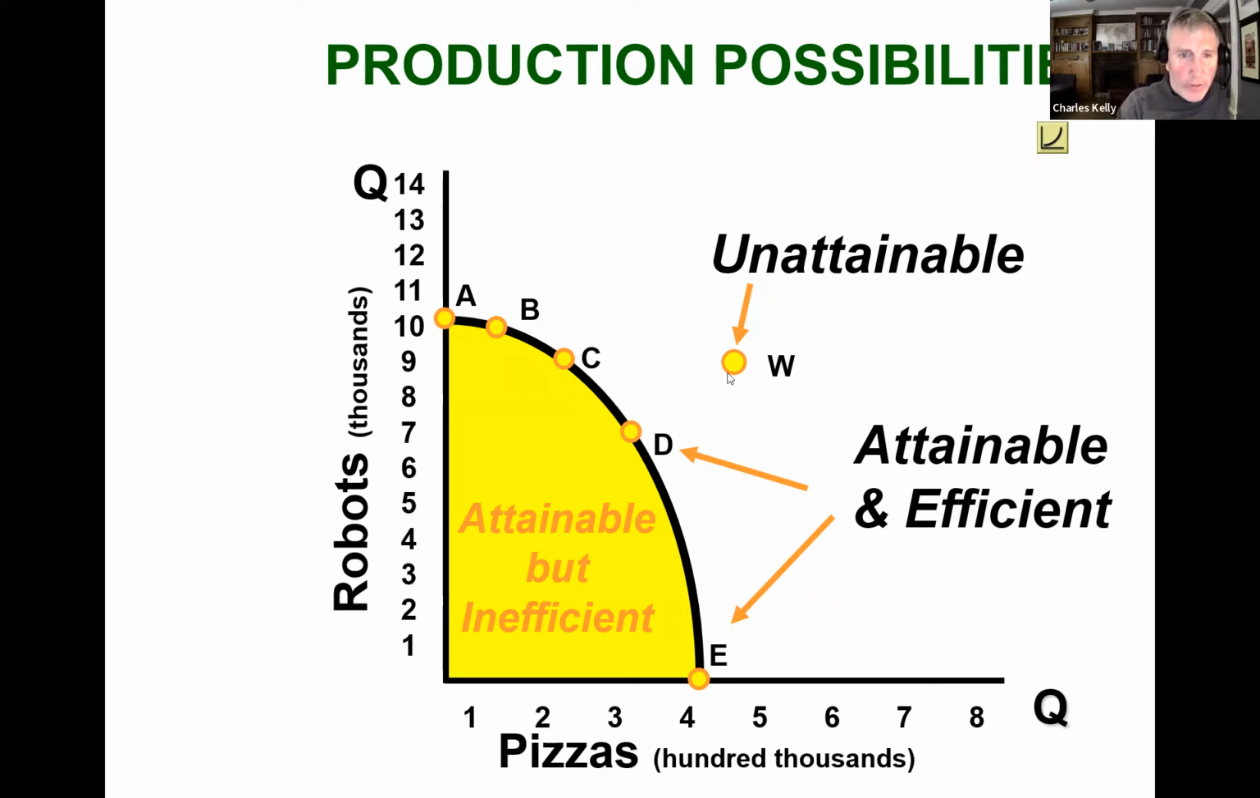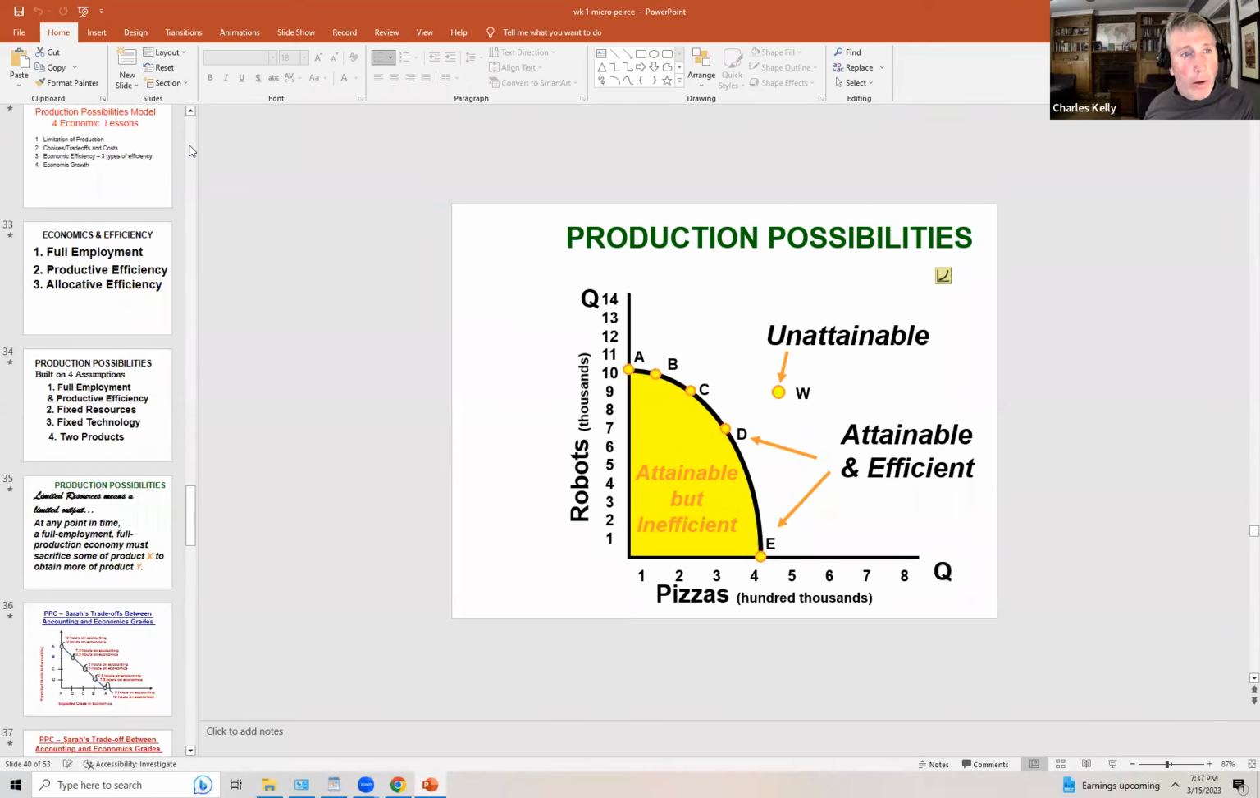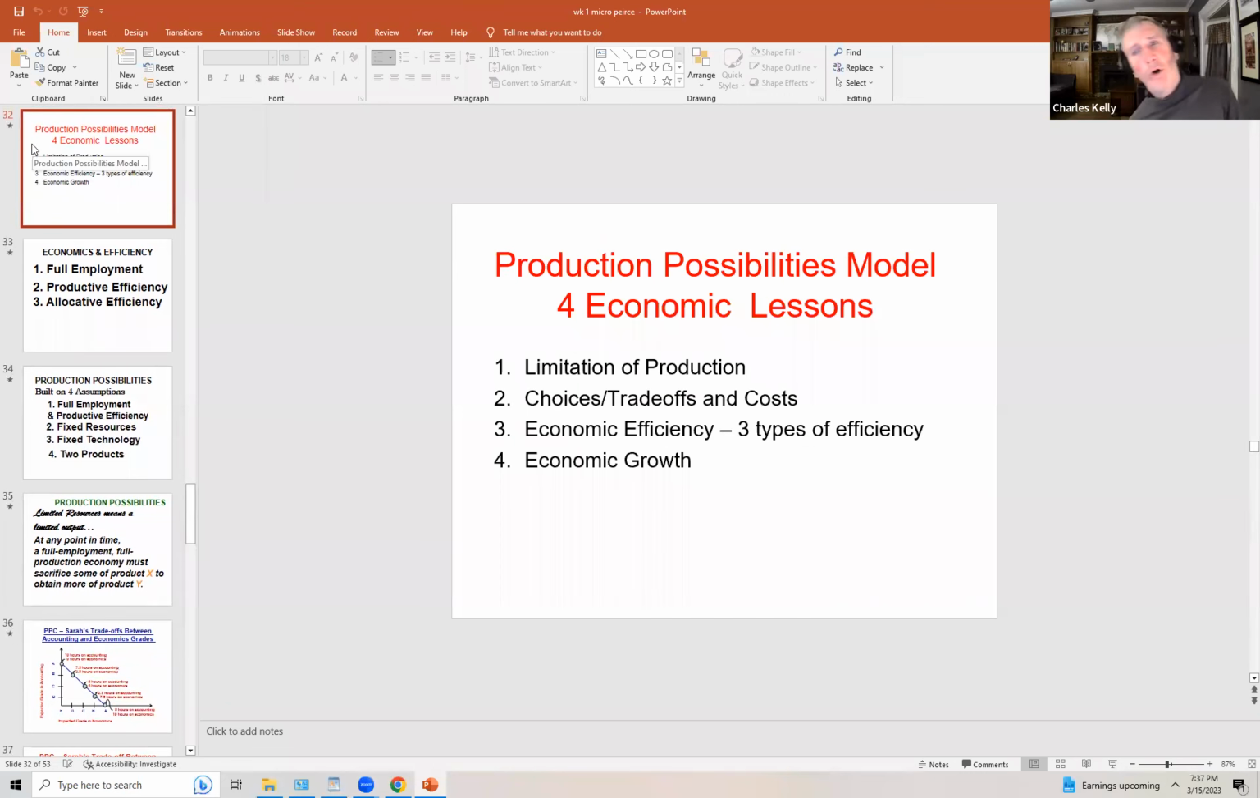So let's take a moment and review what we just discussed. So here are the important ideas. The 4 lessons of the production possibilities model. All right, I just went over these, but let's formalize them. Limitations of production. The production possibility frontier, also called the production possibility curve, demonstrates absolute limitations of production for a specific or given amount of time, right?